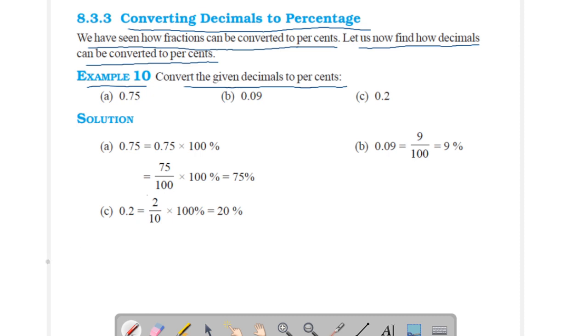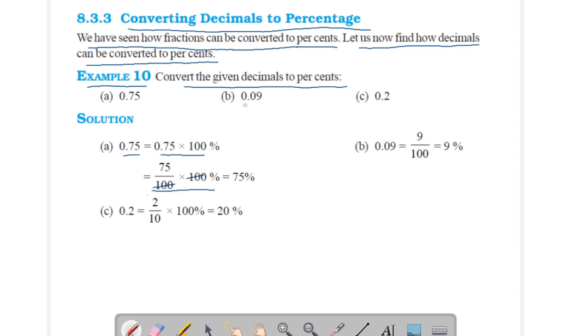See the solution. First part is 0.75. This is the decimal number. We have to convert it into percentage. It means we have to multiply it by 100%. That is 0.75 into 100%. Here remove the decimal. You can write it as 75 upon 100 into 100%. If you simplify it, 100 is cancelled by 100 and you will get 75%.